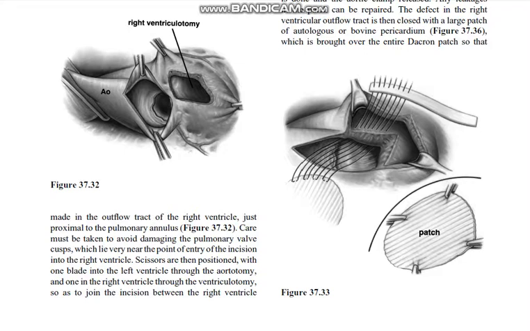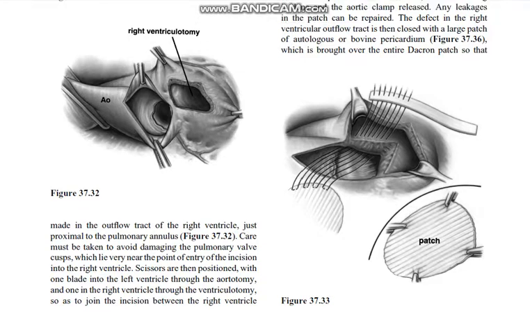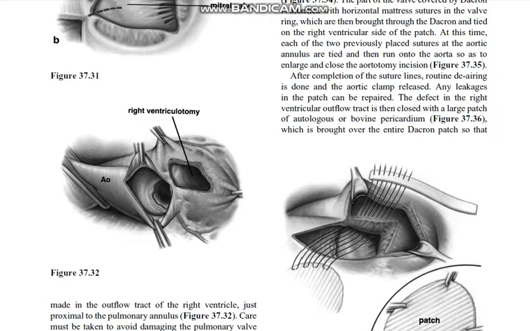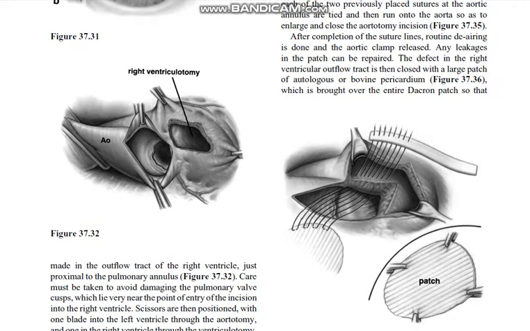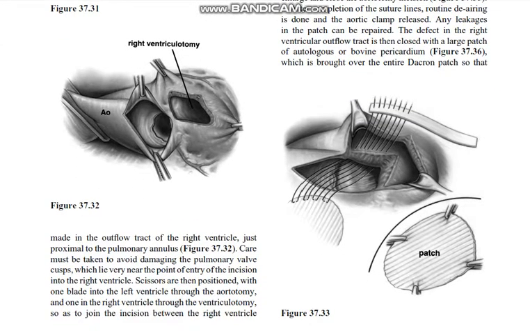Now I will show you figure 37.2. Here on the left, the aortotomy has been done, and also the right ventriculotomy has been done. Care must be taken to avoid damaging the pulmonary valve cusps, which lie near the point of entry of the incision into the right ventricle.